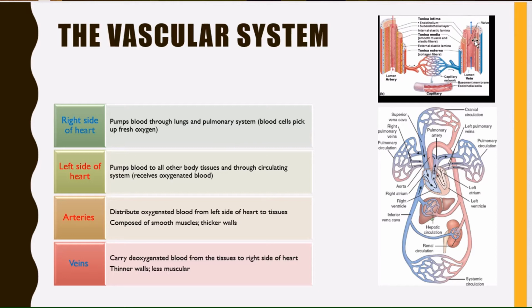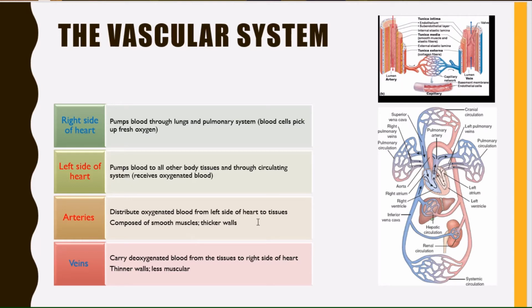You can see the veins have valves. We'll be looking at different venous diseases. Sometimes the valves are dysfunctional or not competent. That's when patients will develop venous diseases. And you can see the different layers of both artery and vein.